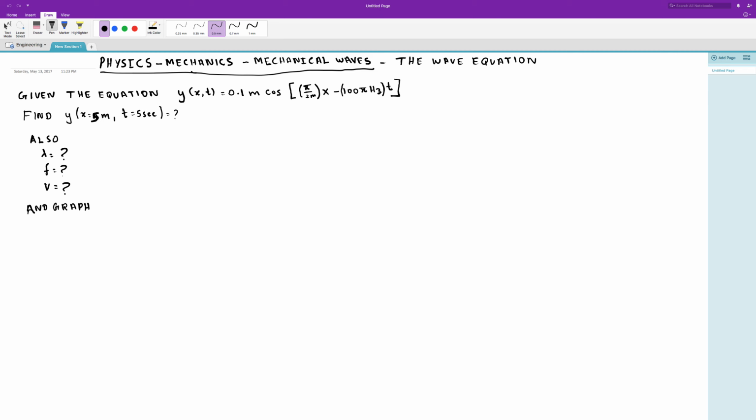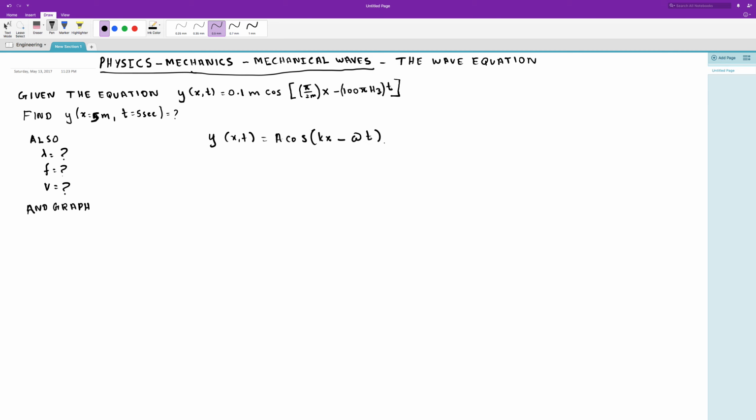So first of all, the original equation of this one, the wave equation, is y(x,t) is equal to A cos(kx − ωt). So this is the original equation. From this one we can find everything.